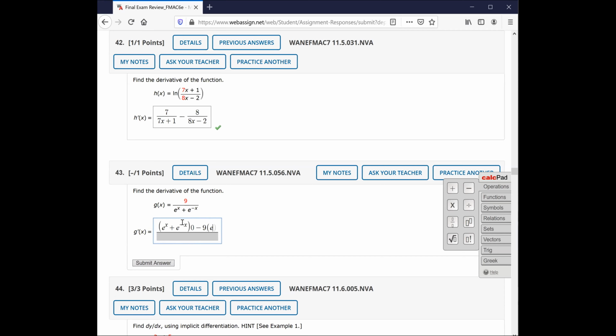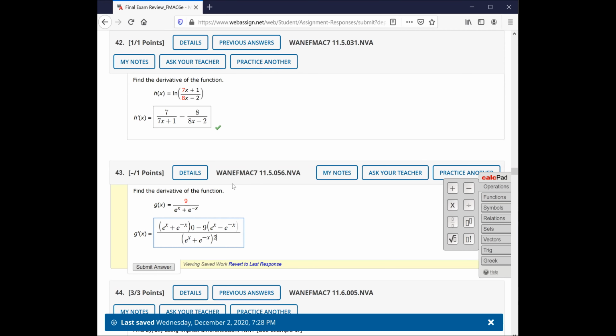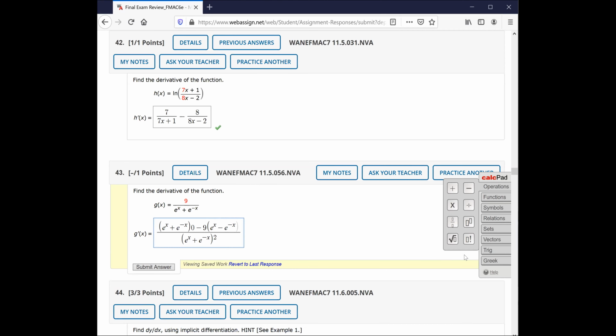So the derivative of e to the x is e to the x, but the derivative of e to the minus x is minus e to the minus x, because it's itself times the derivative of the inside part. The inside part is the -1. That's why it's there, over the bottom squared. So it would be pure quotient rule. e to the x minus e to the negative x times 0, minus e to the x plus e to the negative x times 9, over that squared. Yes. Okay. Got it.